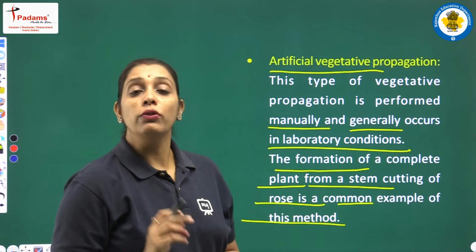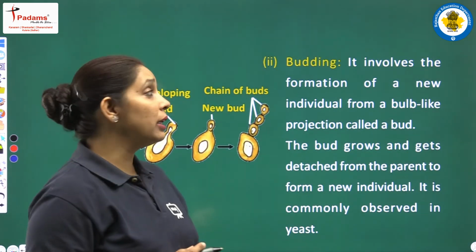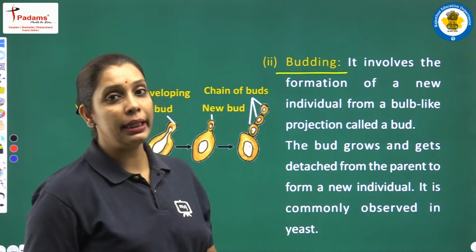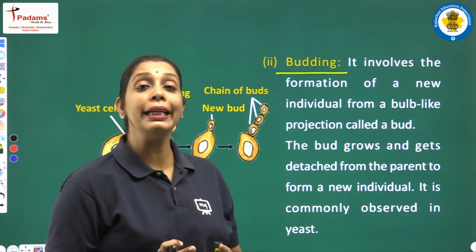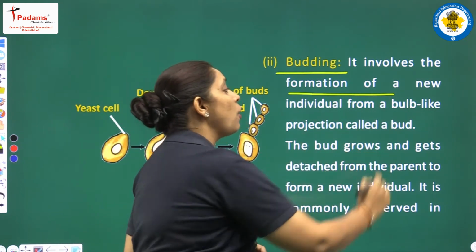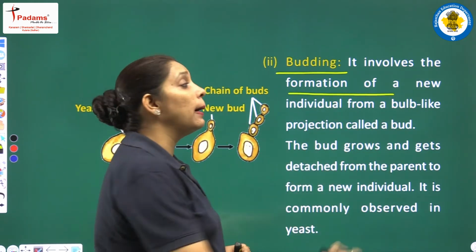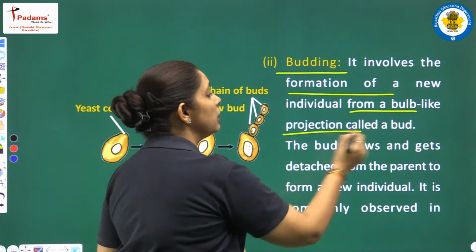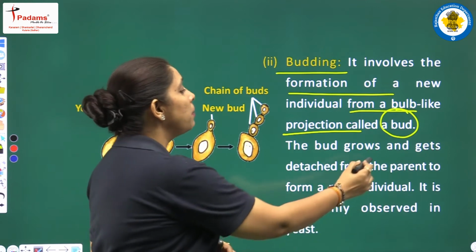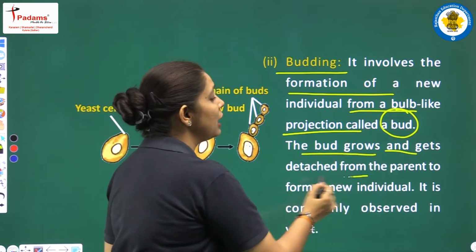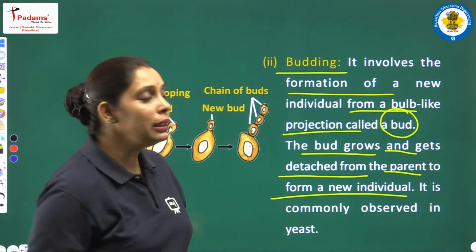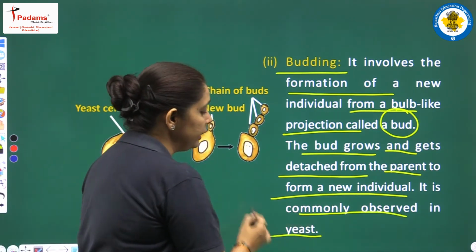Fine. Move to the next one, and next one is budding. Now what is our second method? Budding, and I had explained to you budding in yeast. Okay. It involves the formation of a new individual from a bulb-like projection, which is known as bud. Okay, the bud grows and gets detached from the parent to form a new individual. It is commonly observed in yeast.